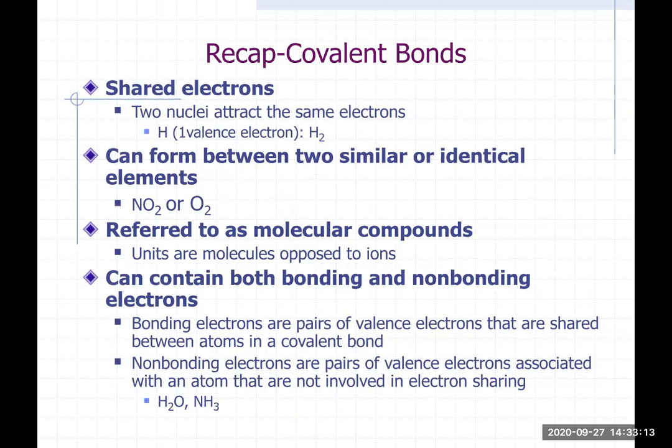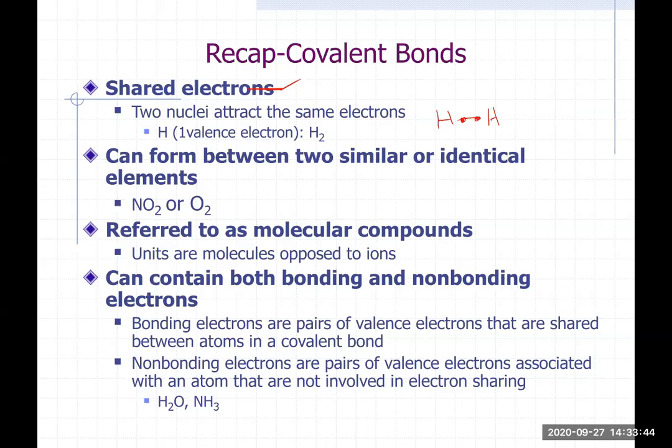Recapping covalent bonds, we're talking about shared electrons now. And so with shared electrons, we can have an example of H2, where each hydrogen that's involved in this bonding interaction is going to donate 1 electron to this bond. And then they're sharing. So each hydrogen actually has a duet, which gives it the electron configuration of the noble gas closest to it, or helium.